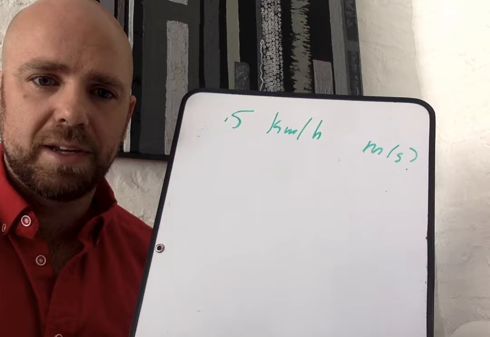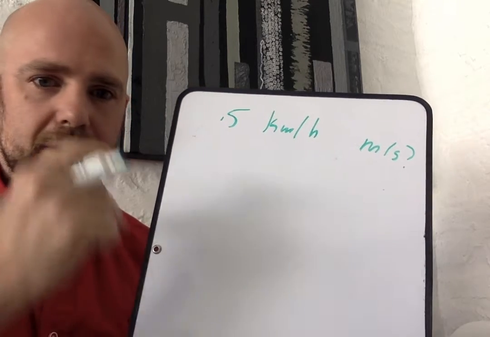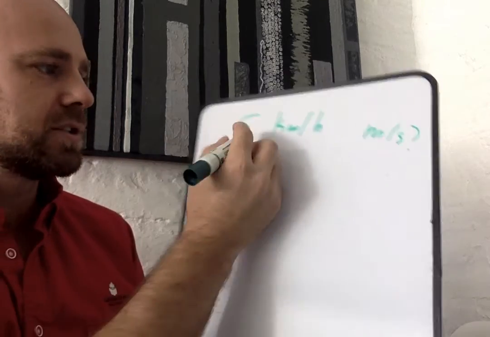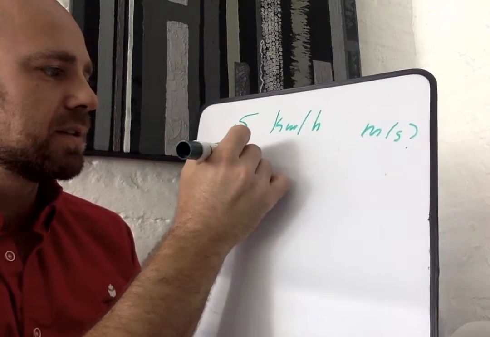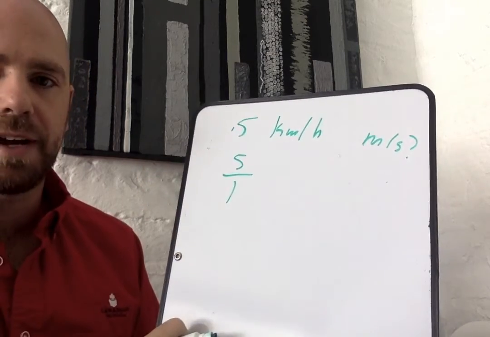First of all, how many meters are in a kilometer? So if I've got 5 kilometers, that is essentially 5,000 meters. Okay, so I'm saying it was 5 over 1. So 5 kilometers for every hour.